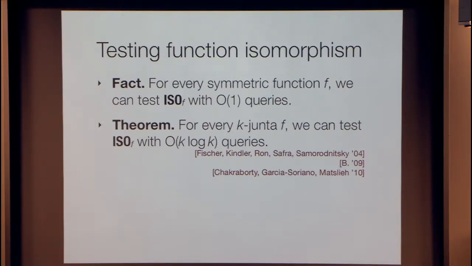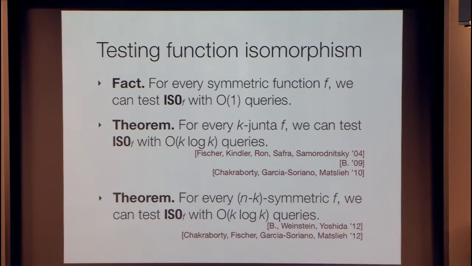But okay, so we have symmetric functions, we have juntas. Do we also have partially symmetric functions? Yes, this is a result obtained with Amit Weinstein and Yuichi Yoshida last year, and in parallel work independently by Chakraborty, Fischer, Garcia-Soriano, and Matsliah. If you're partially symmetric, we can test isomorphism to this function with a constant number of queries.